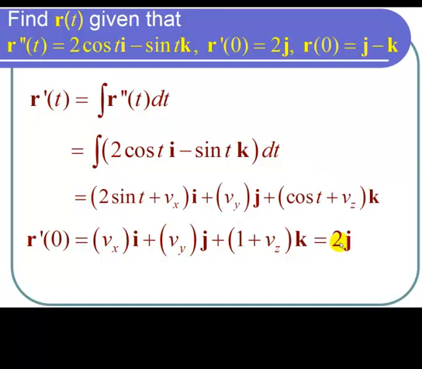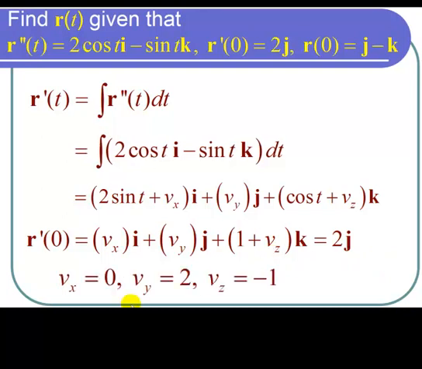So now I just set the components equal. V sub x should be 0 because there's no i component on the right-hand side. V sub y is 2, and 1 plus v sub z is 0, so that means v sub z is negative 1. So I get v sub x is 0, v sub y is 2, and v sub z is negative 1.